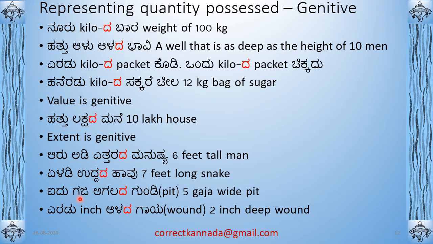Okay. "5 gaja agalada gundi." Gundi means pit. You know, gaja is an olden-days measurement. It's like a yard. I think it's called a yard in English. So 5 yards. Agala means width. A wide pit, a pit that is 5 yards wide. So you will say agalada. Agala means wide, width.